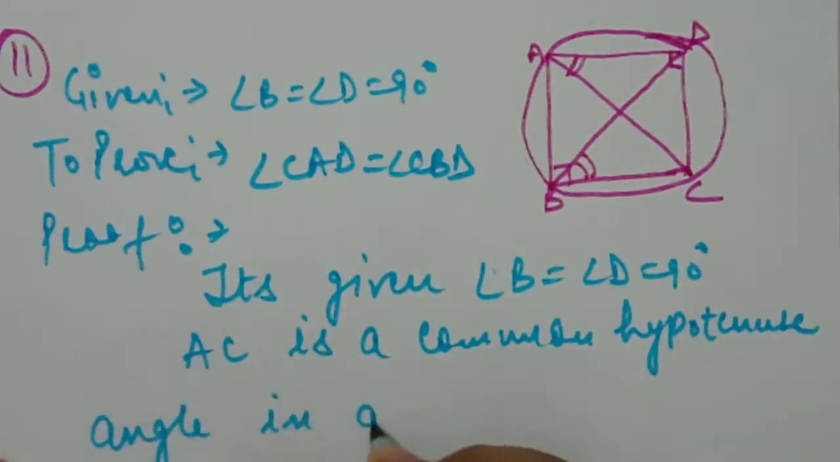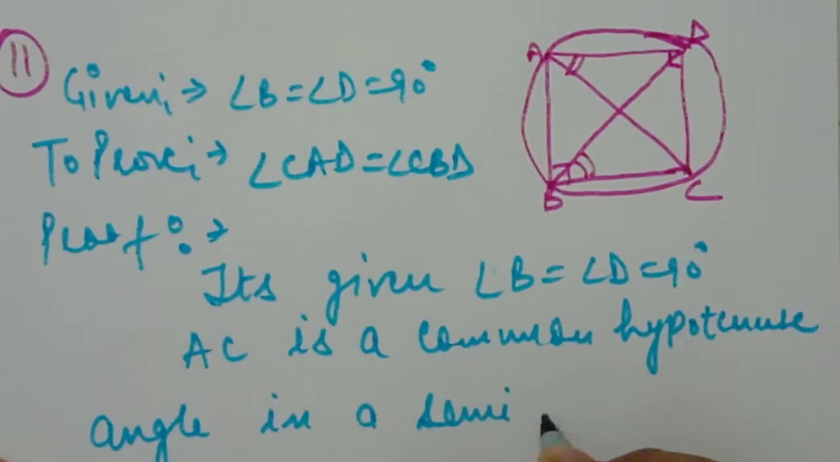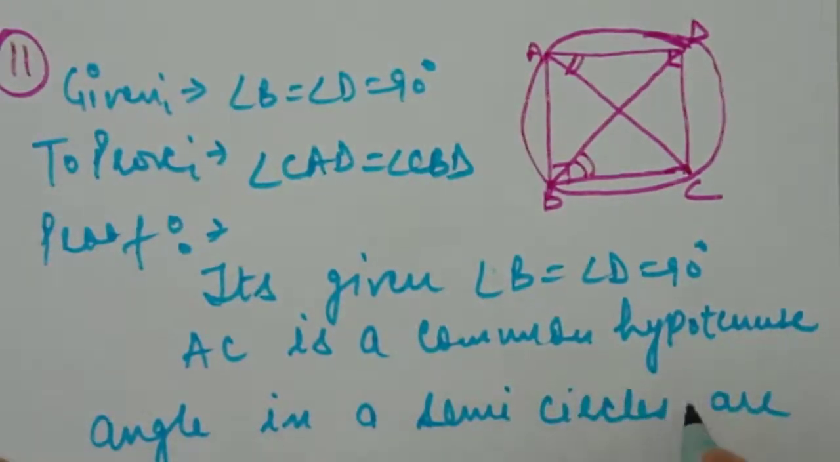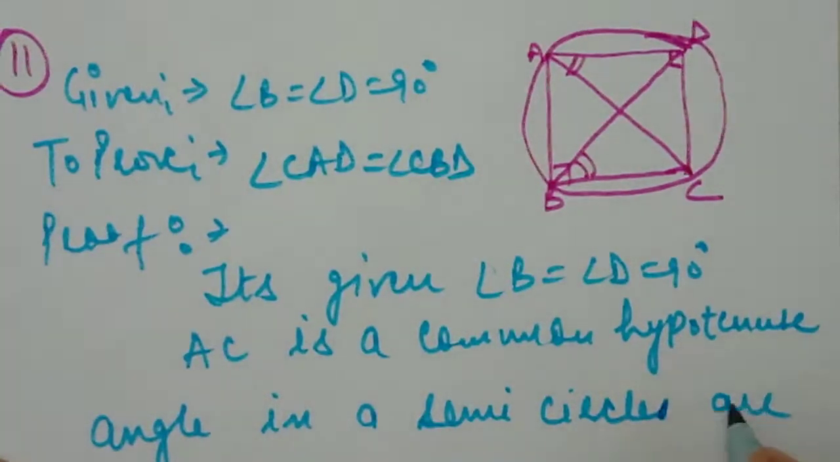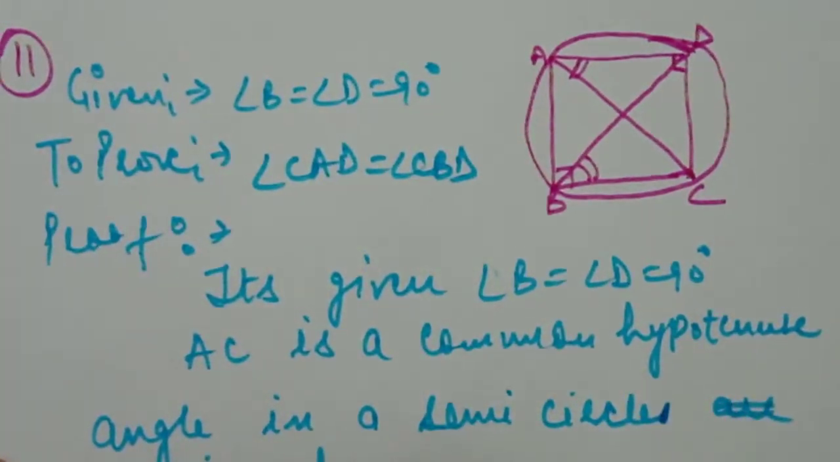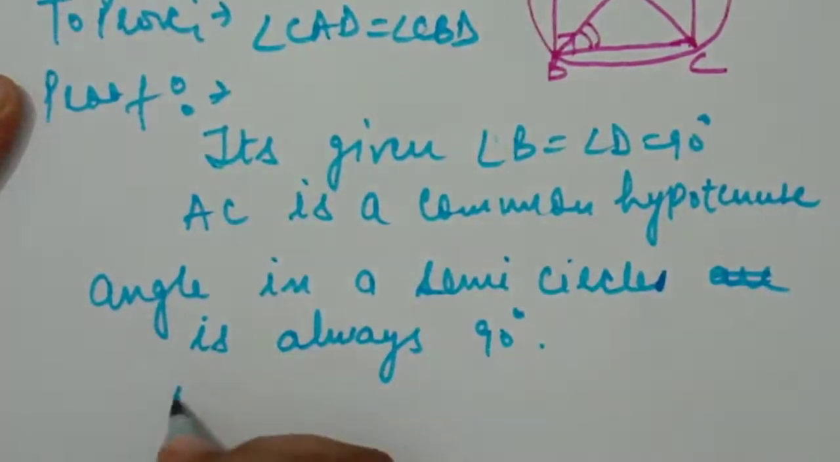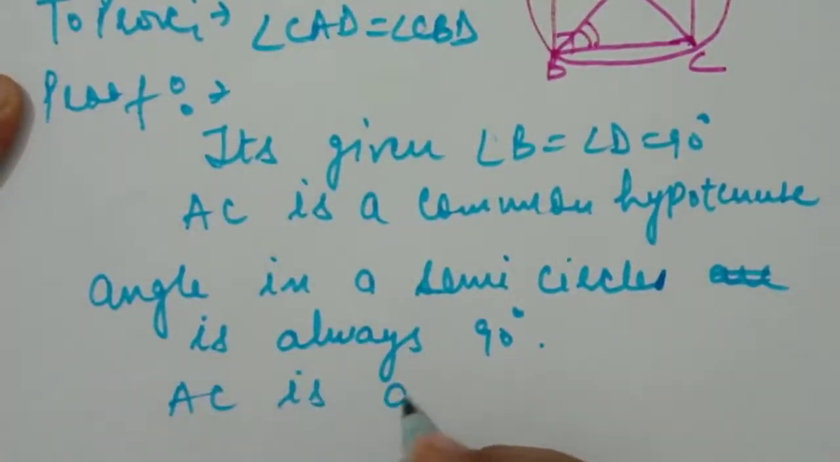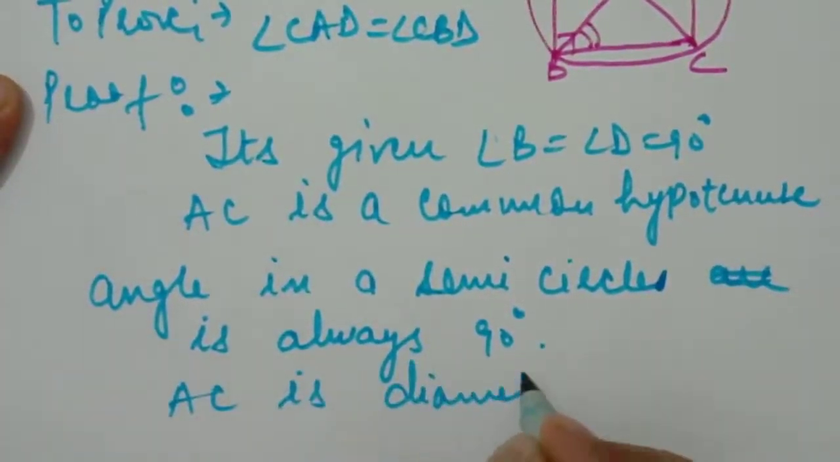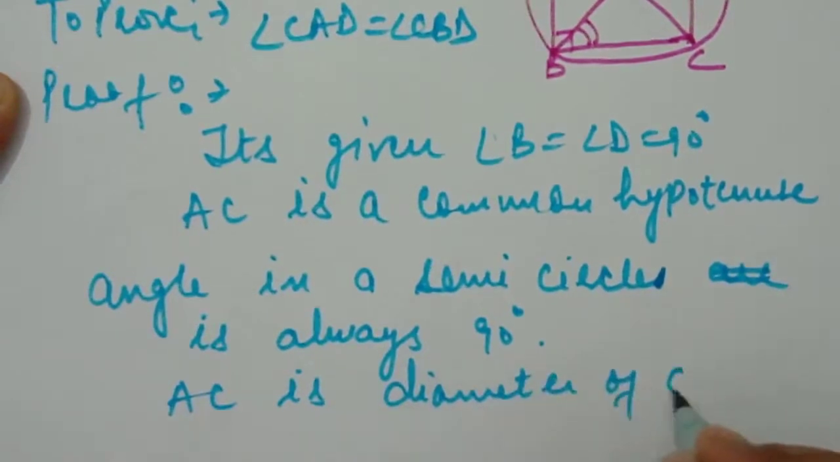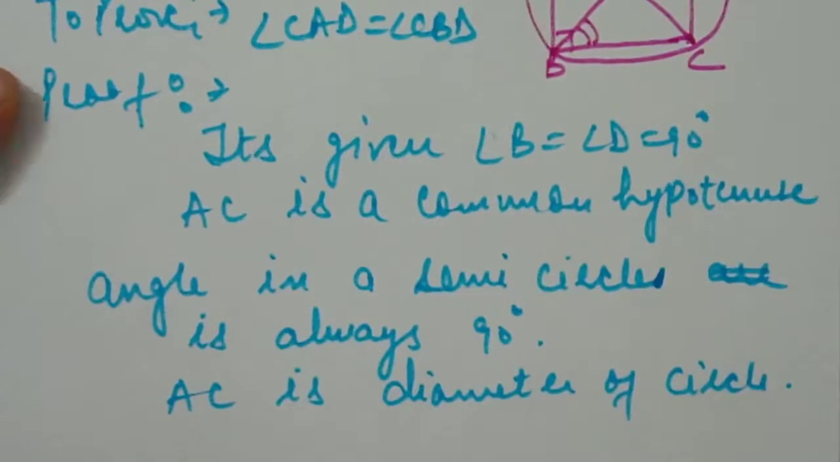Angle in a semicircle is always 90 degrees. So students, AC is the diameter of the circle.